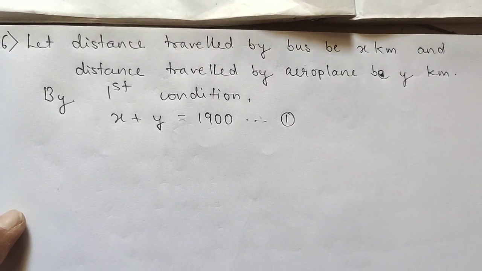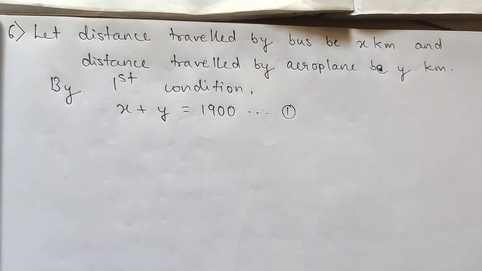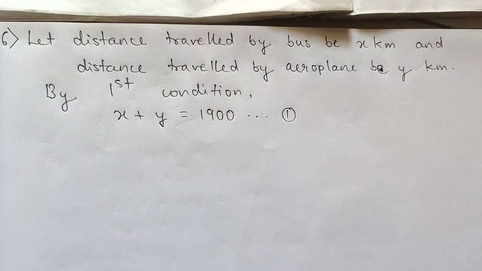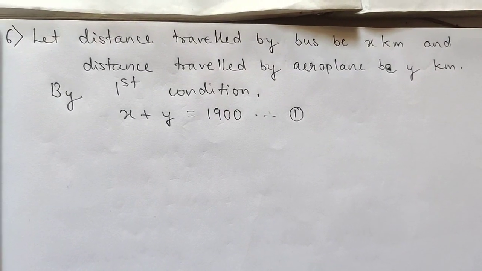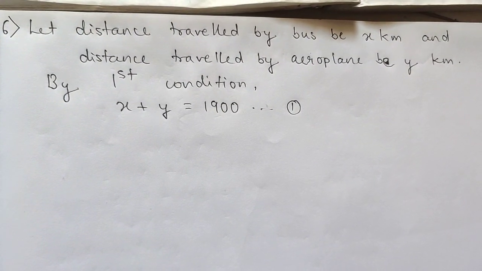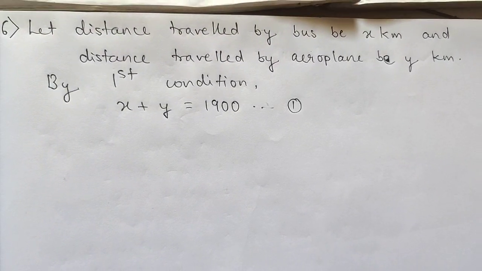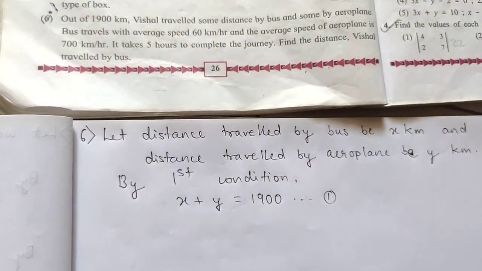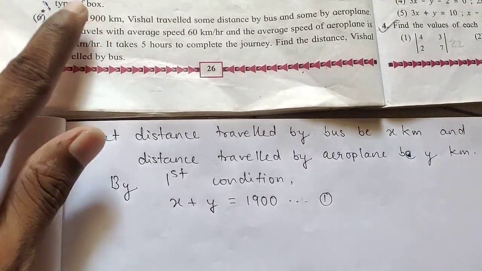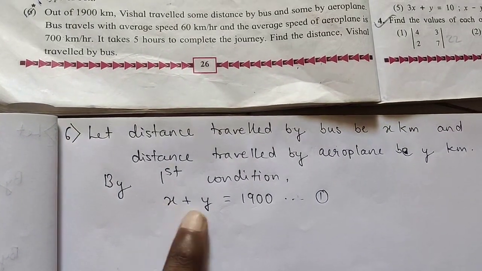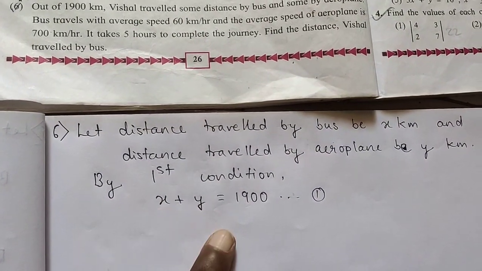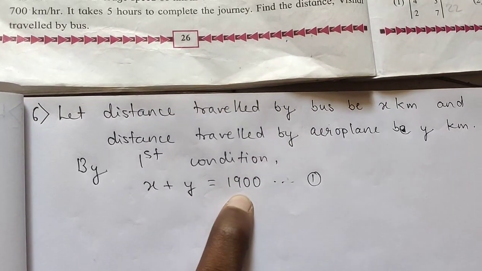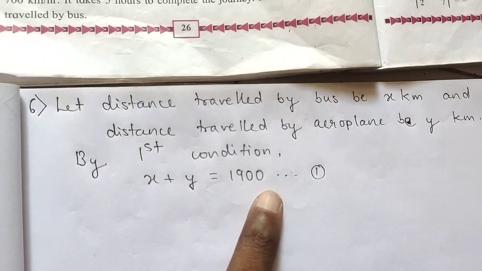Okay students, let us see the solution. See what I have written. Let distance traveled by bus be x kilometer and distance traveled by aeroplane be y kilometer. So x and y are distance basically. X is distance by bus and y is distance by aeroplane. Now what is your first condition? Total distance is how much? 1900. So that means distance traveled by bus plus distance traveled by aeroplane, addition of both will be 1900, because total distance covered by Vishal is 1900. Okay, so first condition is very simple.